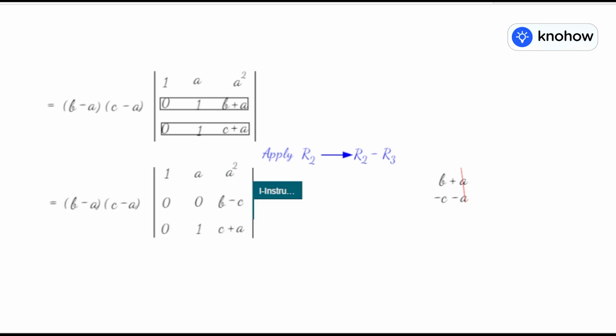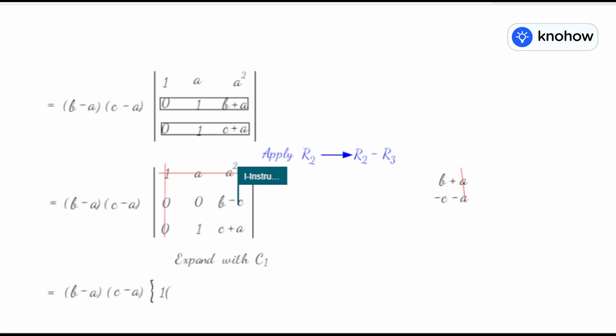And now at this stage we can expand with C1. Already two zeros are there. So you have b minus a, c minus a, and when you expand you get 1 times, delete the row and column through 1, so you get 0 into c plus a is 0, and minus 1 times b minus c, so of course you get minus b plus c.